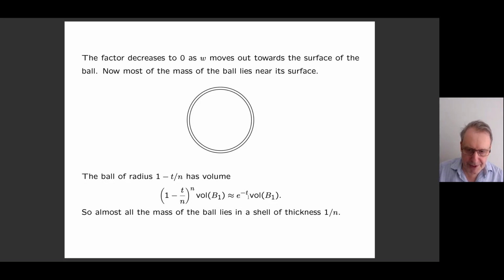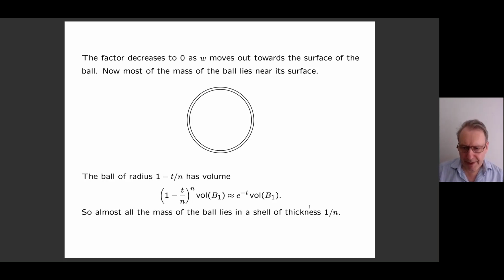the volume's essentially disappeared. E to the minus 5 is tiny. So almost all the mass will lie within, let's say, 5 over n of the surface, or 3 over n, and so on. Basically, a distance something over n from the surface. So almost all of the mass lies in a shell of thickness about 1 over n, which of course in n dimensions is rather small.